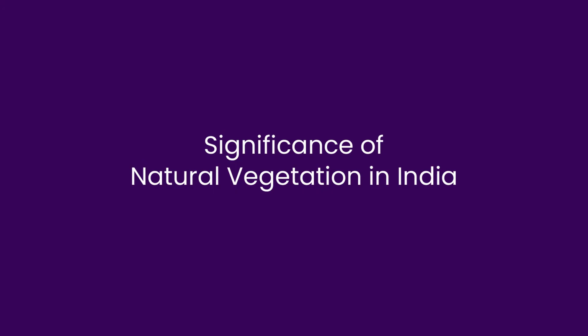Lastly, we will discuss the significance of natural vegetation in India. Natural vegetation plays a vital role in maintaining the ecological balance in India. It helps to regulate the climate, prevent soil erosion and protect biodiversity. Natural vegetation provides a variety of economic benefits. This includes timber, firewood, medicinal plants and non-timber forest products.